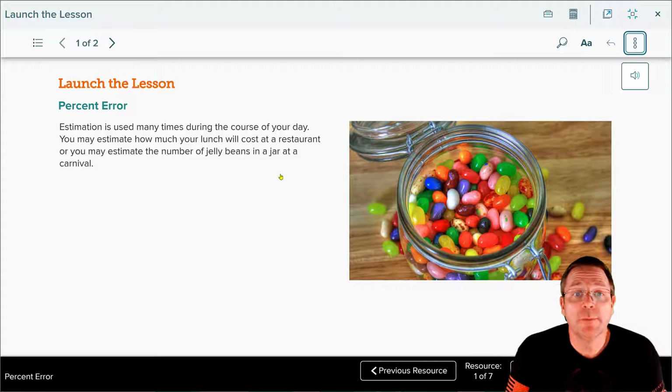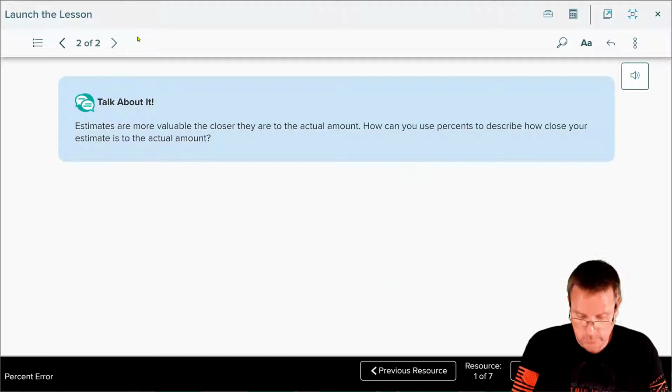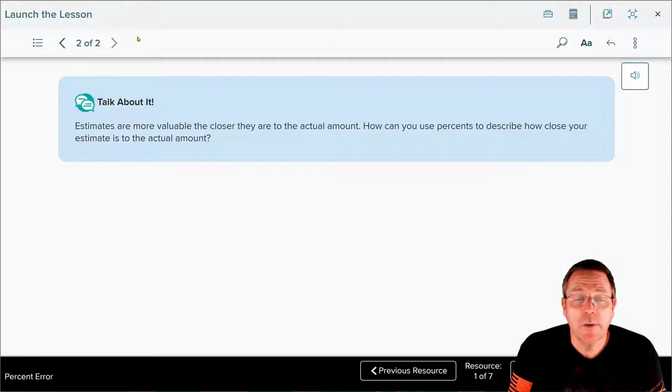Estimation is used many times during the course of your day. You may estimate how much your lunch will cost at a restaurant. You may estimate the number of jelly beans in a jar at a carnival. Estimates are going to be a lot more valuable the closer they are to the actual amount. How can you use percents to describe how close your estimate is to the actual amount? That is going to be the point of this lesson.